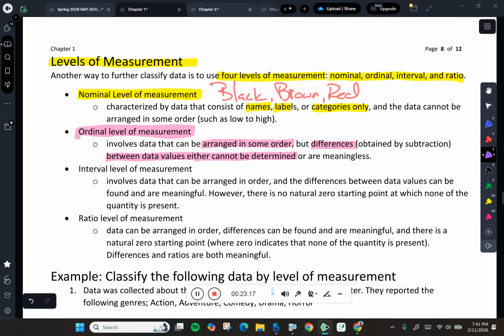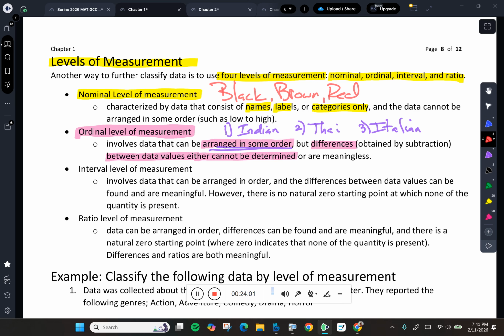Let's say someone asks you to order your 3 favorite types of food. For me, number 1 is Indian. I love some good Indian food. Number 2 is Thai. And number 3 is probably Italian. I ordered them, so I can put them in some sort of an order, but the differences between the data values are kind of meaningless. Do I like Indian twice as much as I like Thai? Or do I just barely like Indian more than Thai? The fact that it's 1 and 2 doesn't really tell me something.